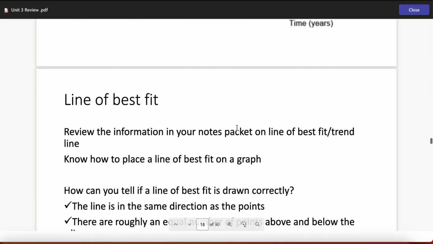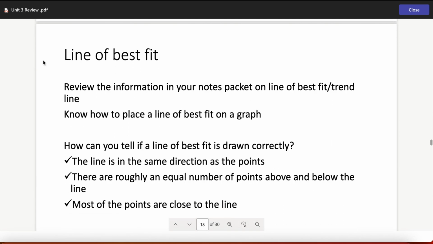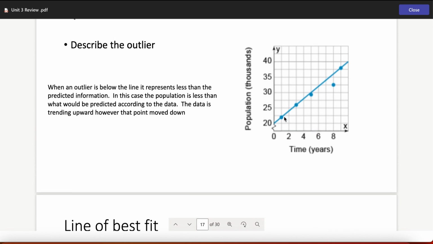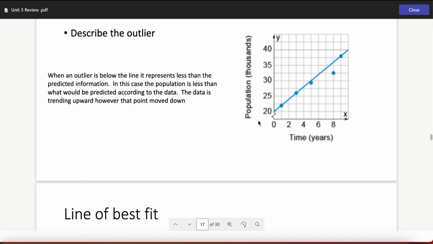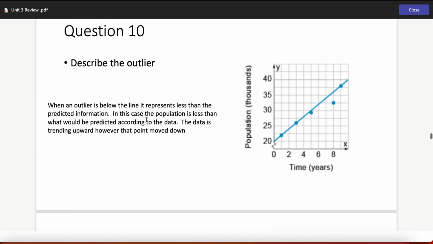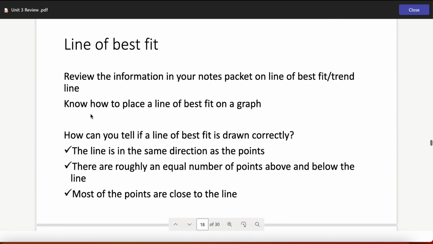Okay, so here, line of best fit. Overall, here you're reviewing the information in your notes packet on the line of best fit trend line. So know how to place a line of best fit on a graph. For example, this is basically a line of best fit, and it's linear for this graph. Although this question is asking for the outlier, this is different.